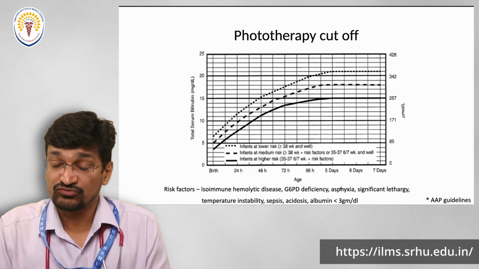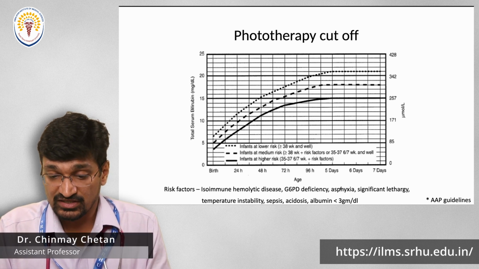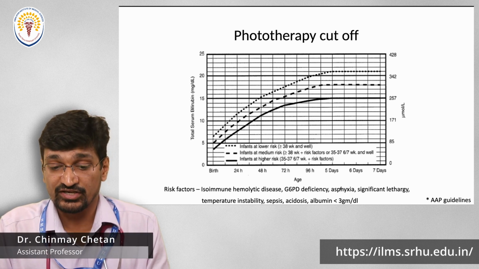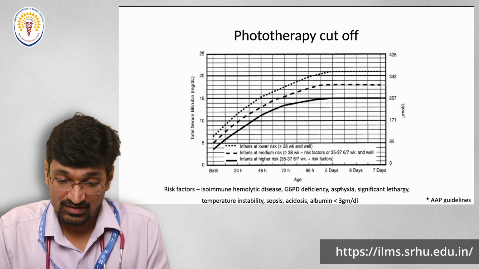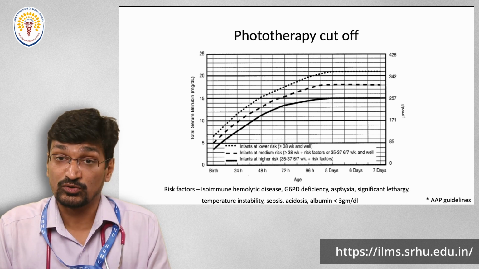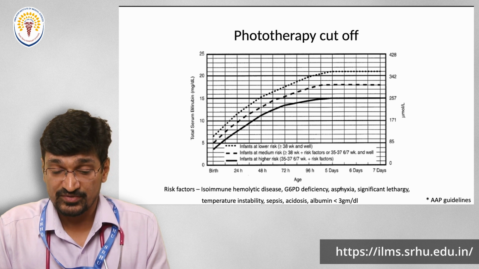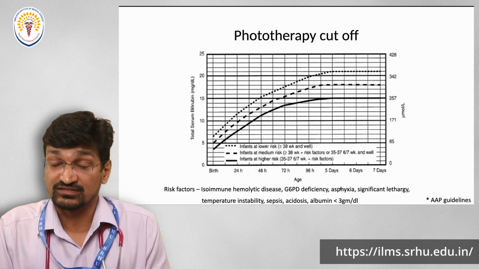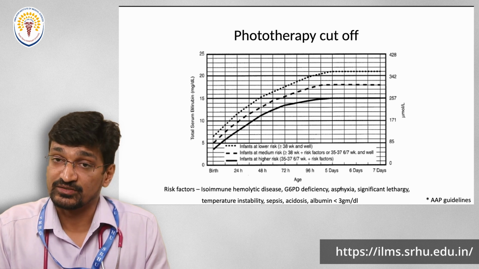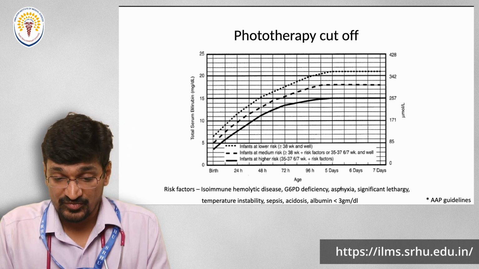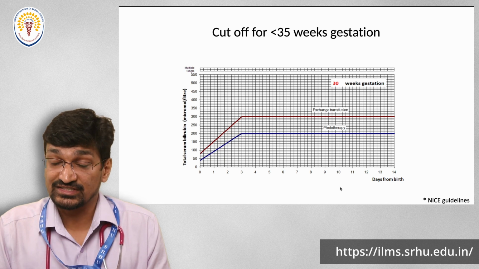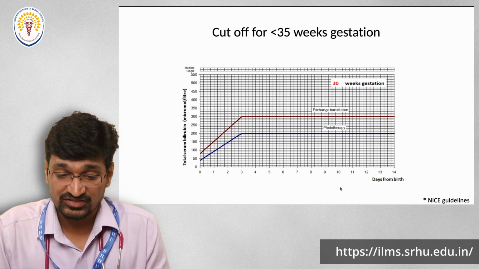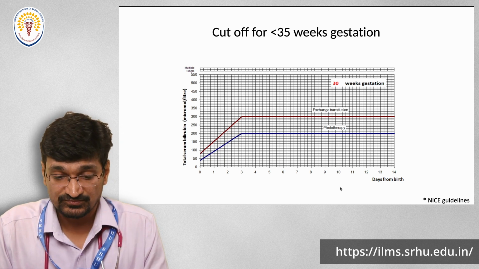After deciding which line to follow, we plot the bilirubin level according to age, that is postnatal day of life. If the bilirubin is below the cutoff, that is below the line, then phototherapy is not required. If the bilirubin level lies above the cutoff, that is above the line, then phototherapy is started. For babies below 35-week gestation, we use NICE guidelines where we have separate charts for each gestation.